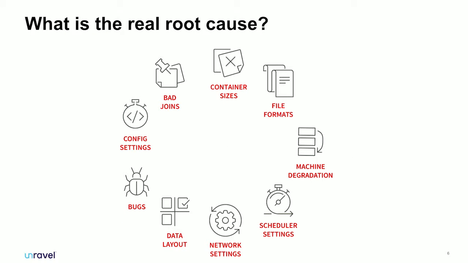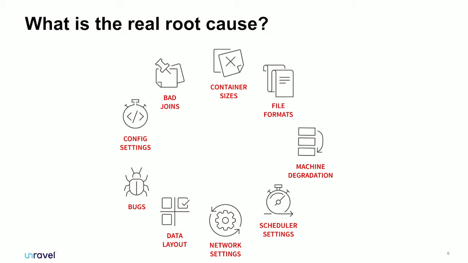So all these symptoms, failed apps, inefficient apps, and high cost, can have one or more root causes. If you're talking about a Scala program, maybe you just have a bug. Or if you're talking about a SQL query, maybe the query is written in a bad way that has an inefficient join, for example. Or maybe some of the configurations that have to do with the container sizes or number of executors are suboptimal, so you don't have the optimal degree of parallelism.